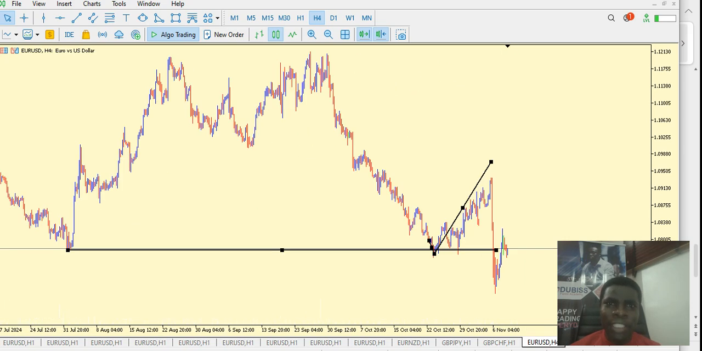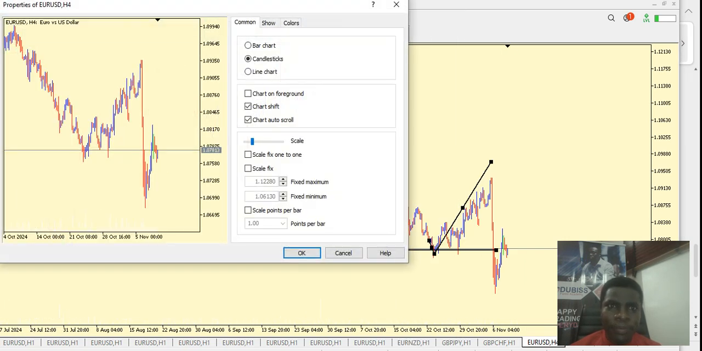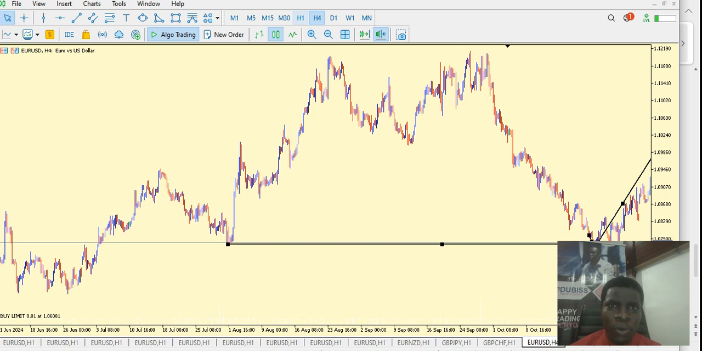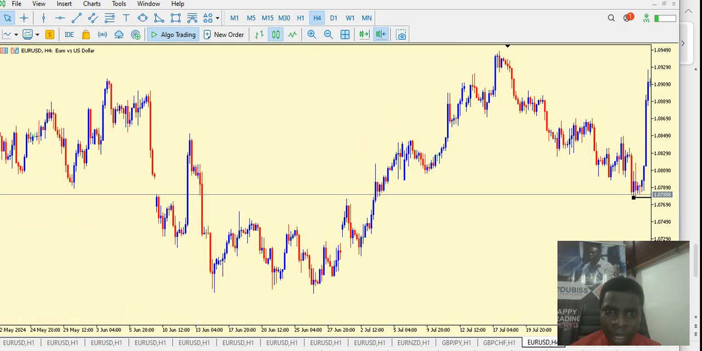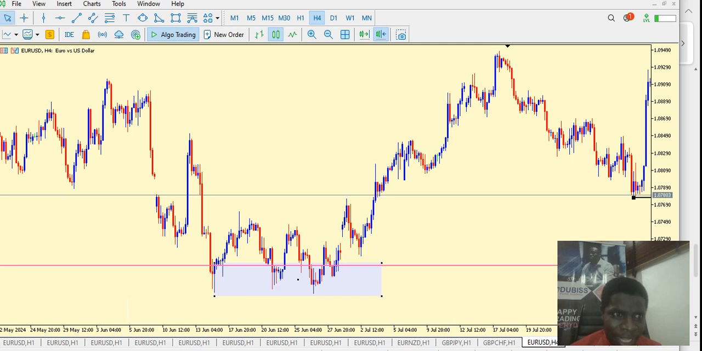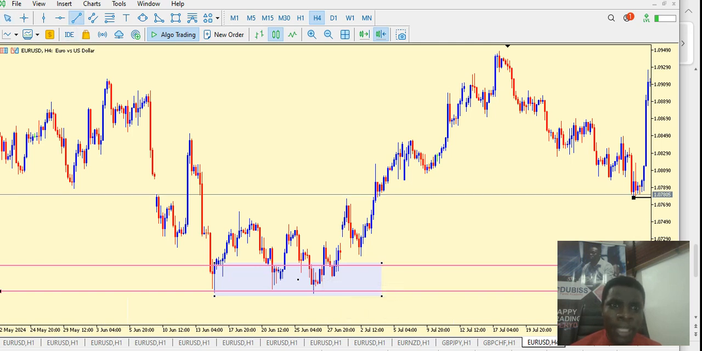Let's go and check. Remove from auto scroll. Now we can see a series of order blocks here that gave rise to this move. Let's track that zone. Yes, this was a zone. Look at what happened here. In case you don't understand, this order block gave rise to this move. I'm on the H4 chart.